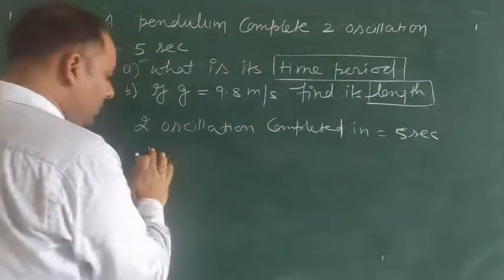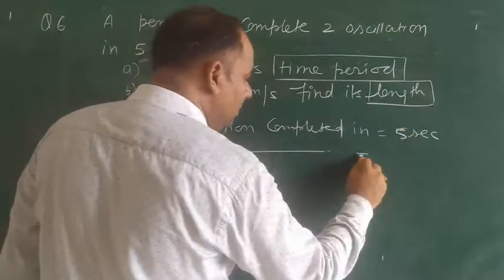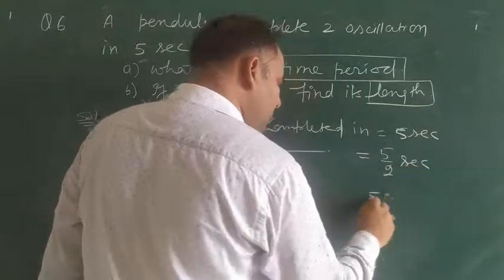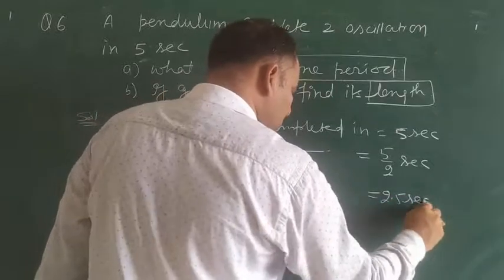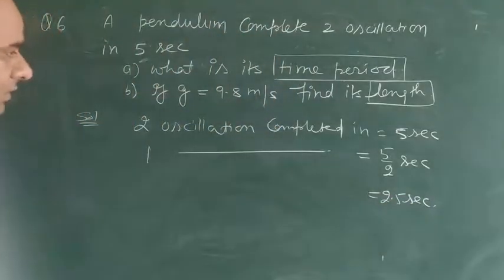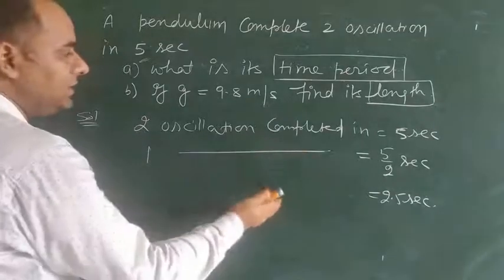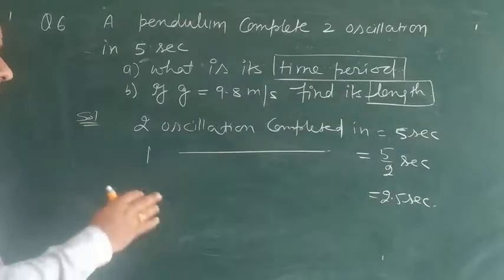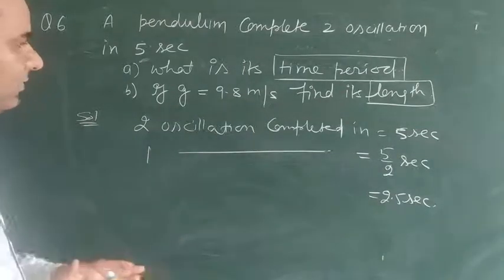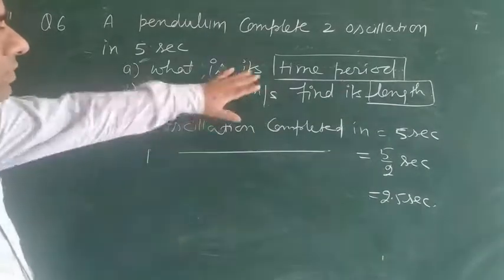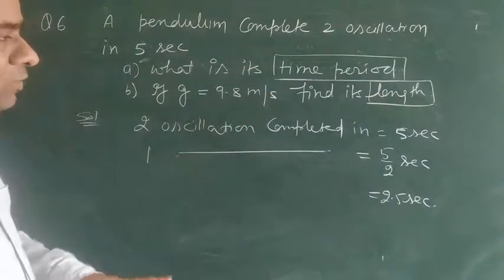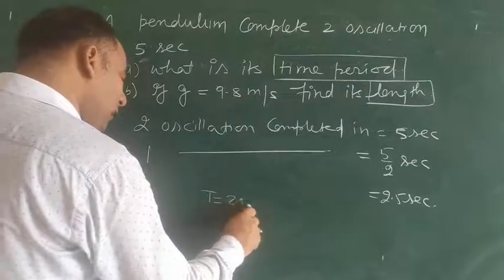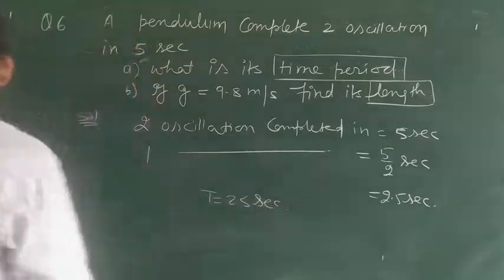Therefore, the time for 1 oscillation is 5 upon 2 seconds, and this is 2.5 seconds. Time for 1 oscillation is the time period. That's why we determine the time for 1 oscillation. So the time period here is 2.5 seconds.